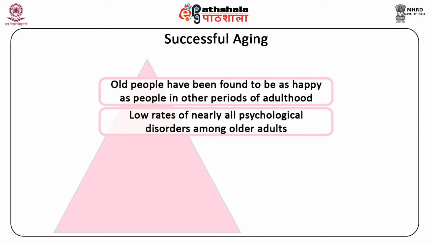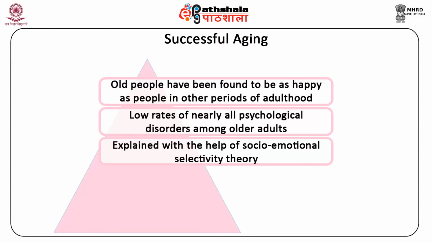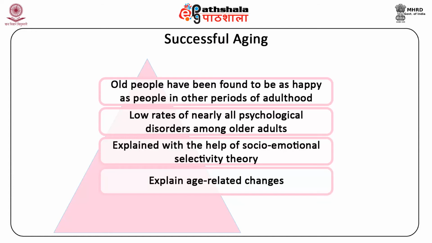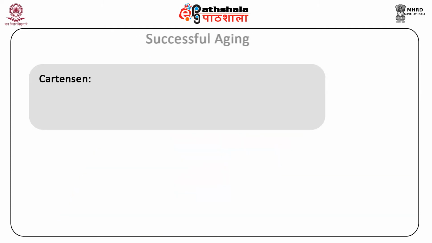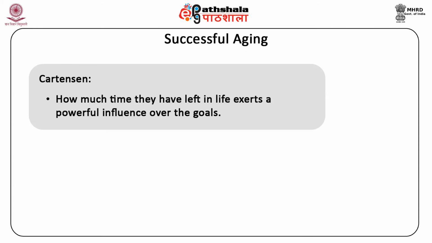Studies show low rates of nearly all psychological disorders among older adults except dementia. This can be explained with the help of socio-emotional selectivity theory. It helps explain how age-related changes can be the basis of a more satisfying, pleasurable, and hassle-free life and for stronger social support. Carstensen argues that people's perception of how much time they have left in life exerts a powerful influence over the goals they pursue.